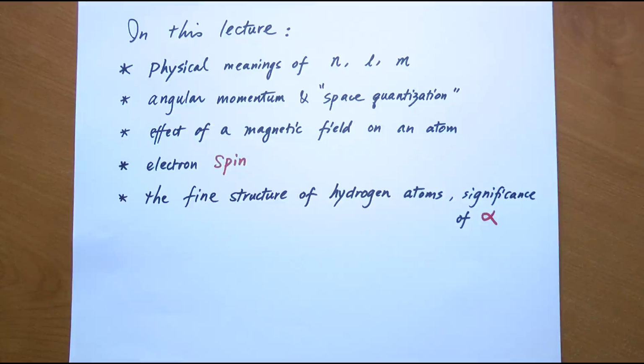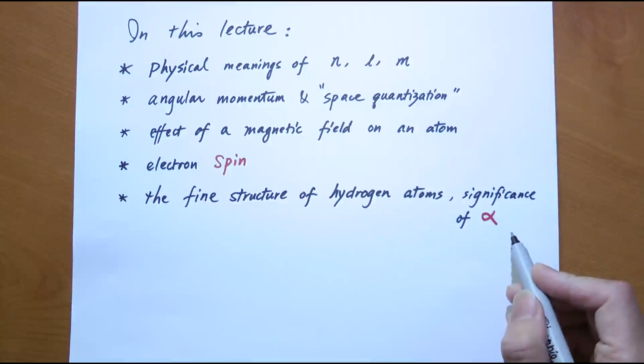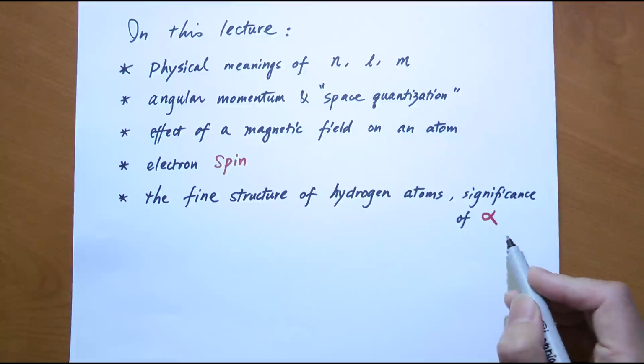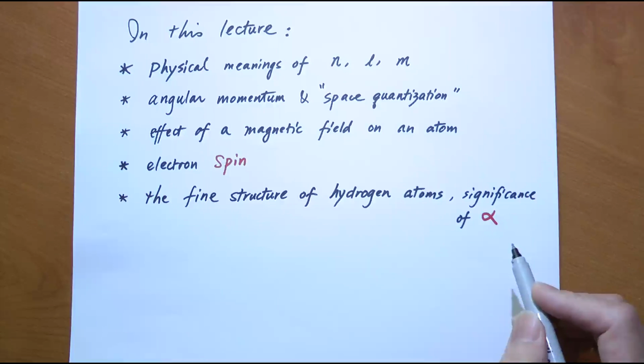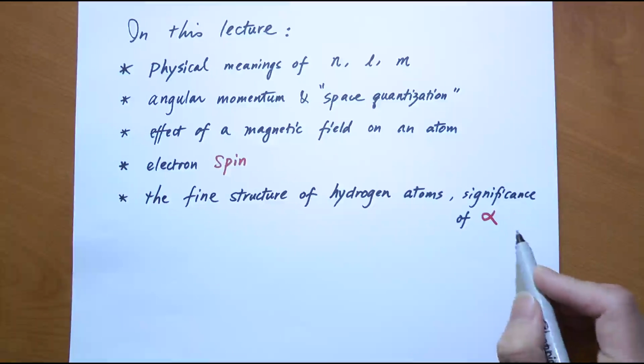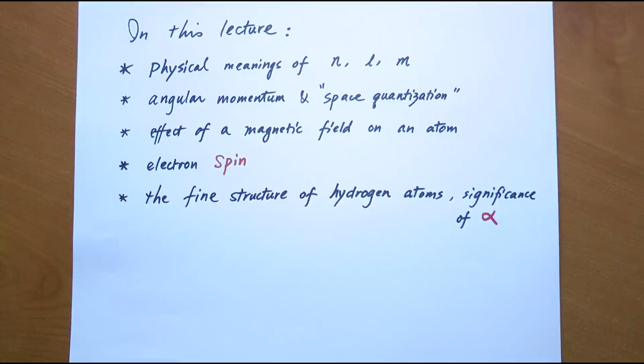And we're also going to look at the significance of alpha. That is the fine structure constant which we introduced in the first lecture of this chapter. We're going to take a look at how important this fine structure constant is.